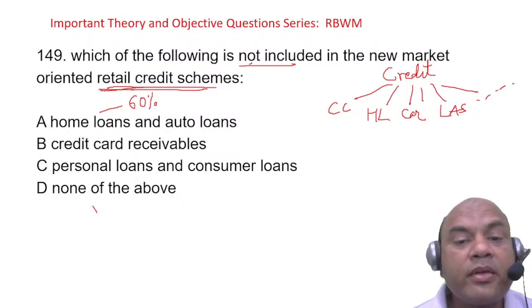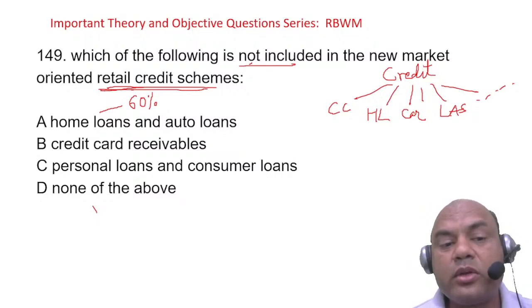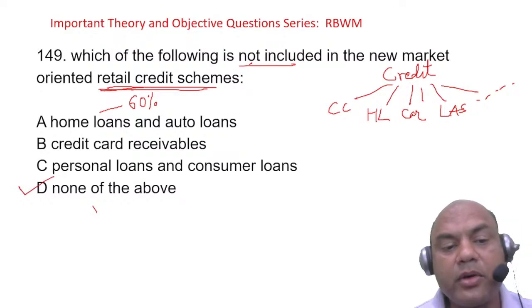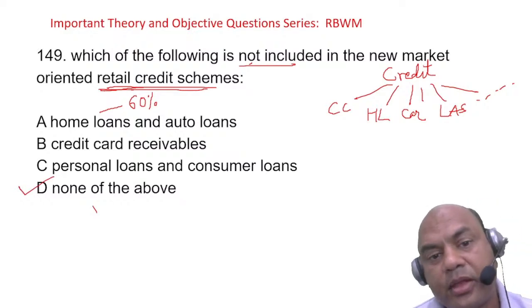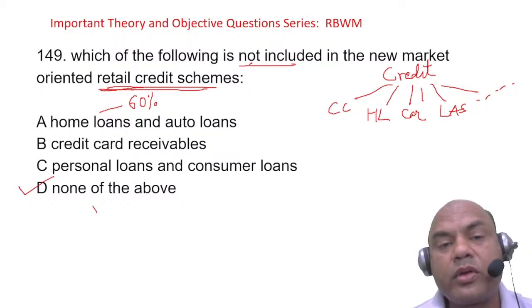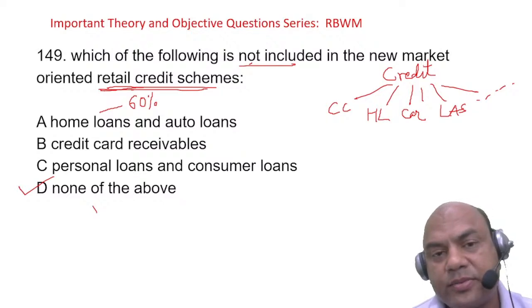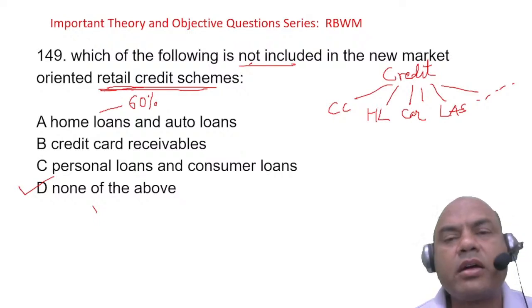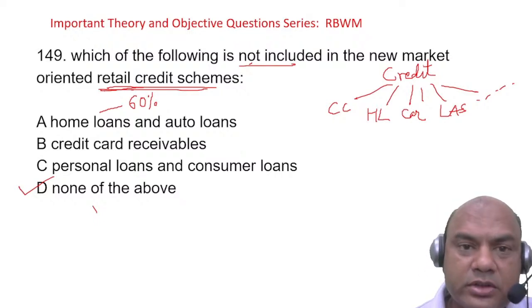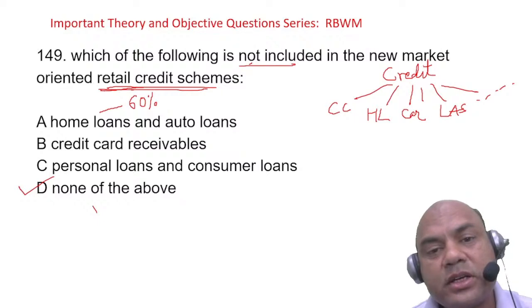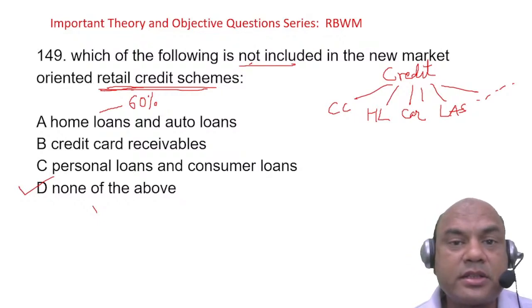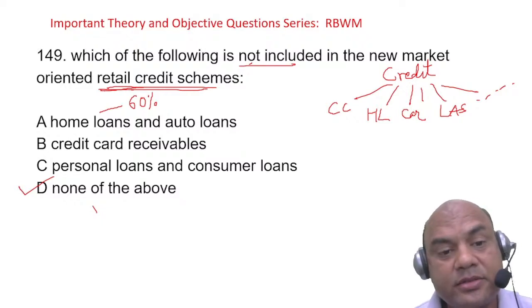So which of them is not included in the new market-oriented credit schemes? That is D, none of the above. All of them are included. Every loan is a part of your new credit scheme nowadays. Only what has happened is home loans were there earlier also, and home loans are there now also. Then what has changed now? The speed has changed. Customer acquisition has changed.